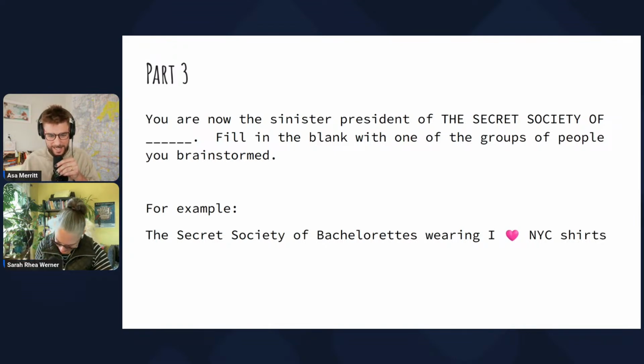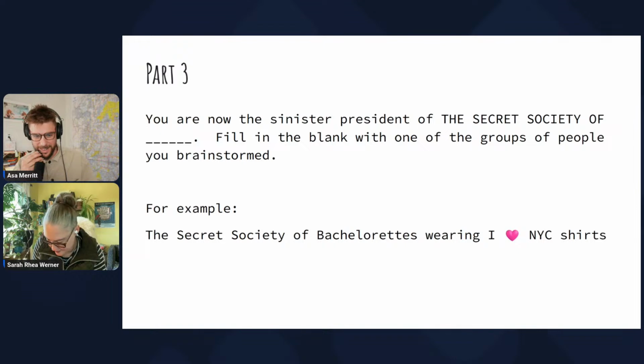So from my list, one of my groups of people who lived in the New York City that I loved were bachelorettes wearing I love New York City shirts. So my story in this example would be the secret society of bachelorettes wearing I love NYC shirts. All right.